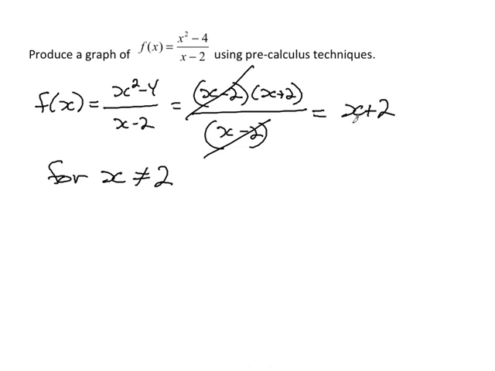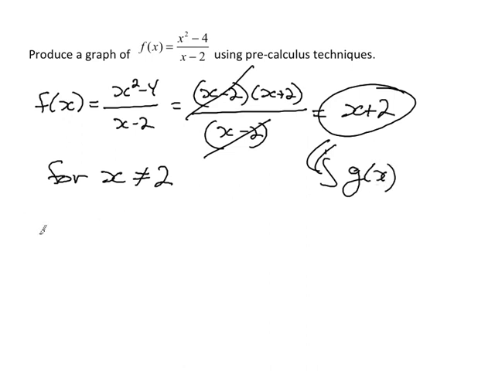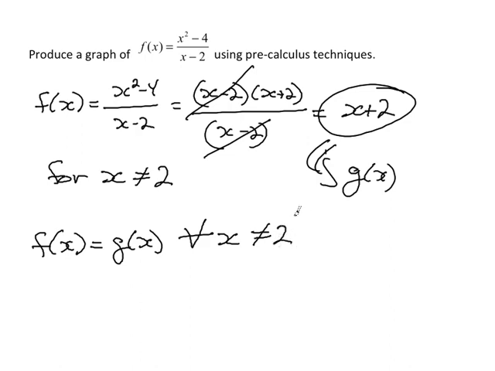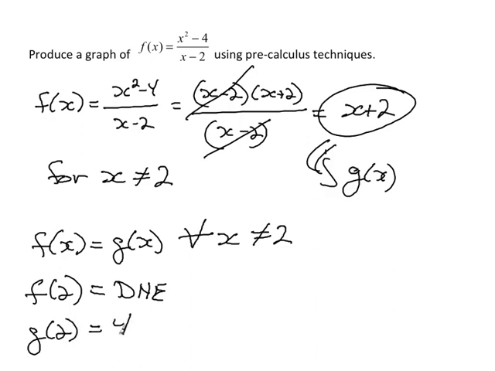You can see if x equals 2 here, I'm going to call this g of x. And I'm going to make another statement here. I'm going to say f of x is equal to g of x for all, if you haven't seen this upside down A, this means for all x not equal to 2. Because f of 2 doesn't exist. That's that 0 over 0 thing that does not exist. But g of 2 is equal to 4.